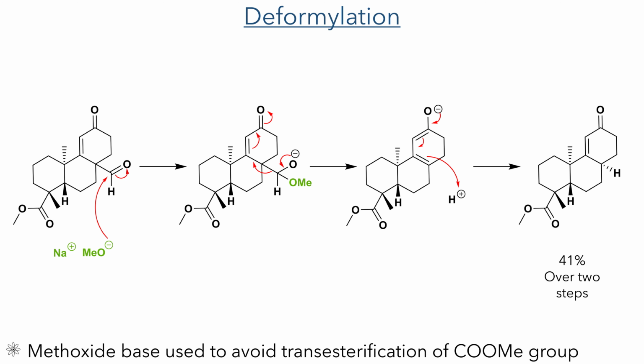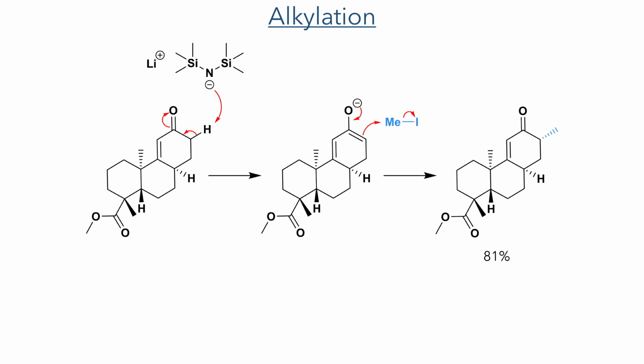It was important to use a methoxide base for this reaction, as the ester group already present in the molecule could undergo a transesterification if a different base was used. With this ring now formed, the researchers set about functionalizing the alpha position.